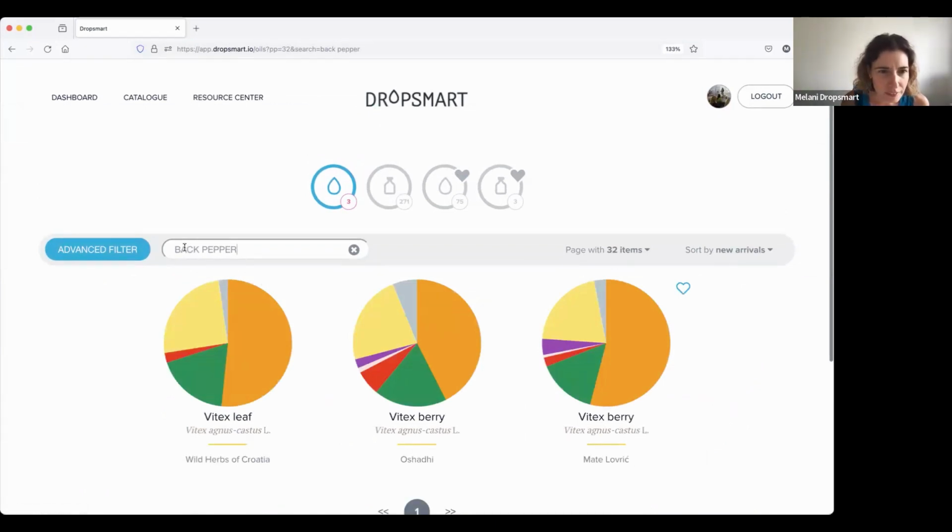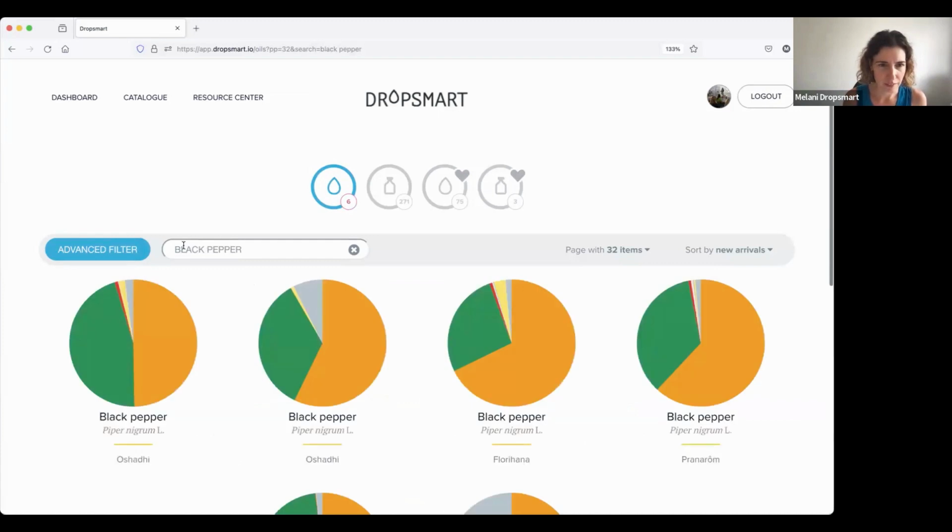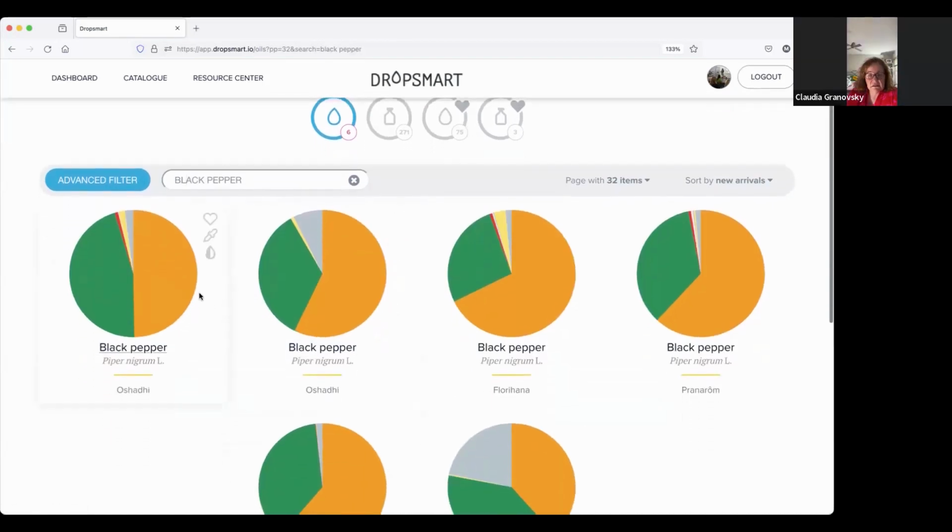Did I spell it right? Wrong. I'm missing the L. Yeah, black. Okay, so I'm going to put it to comparison. And right away, you can see, I love that you chose black pepper because it's so cool.